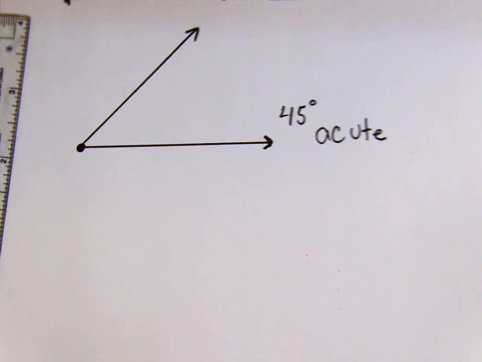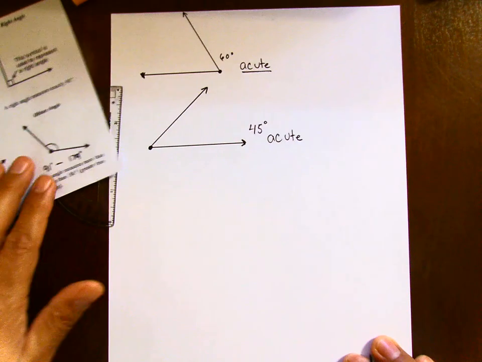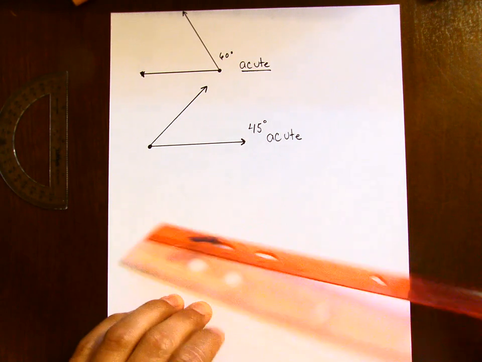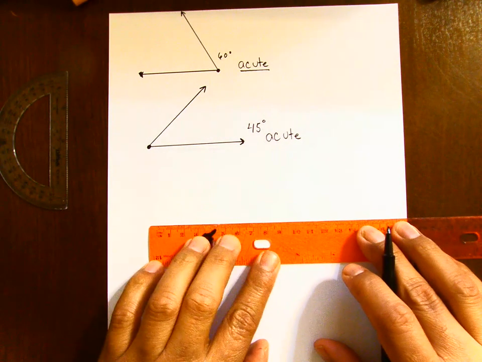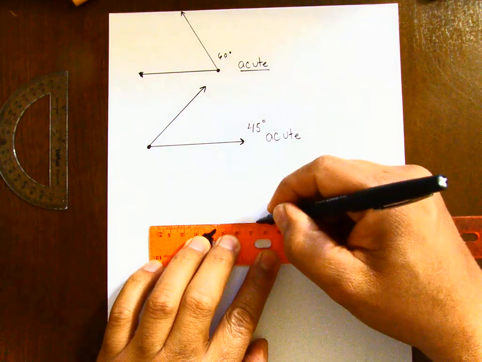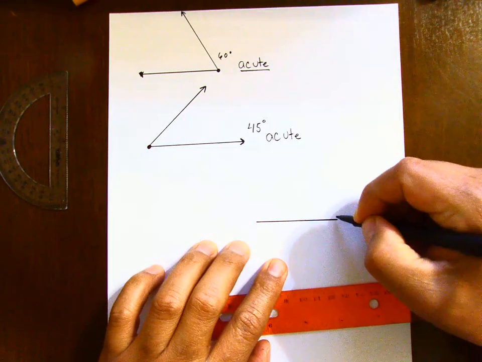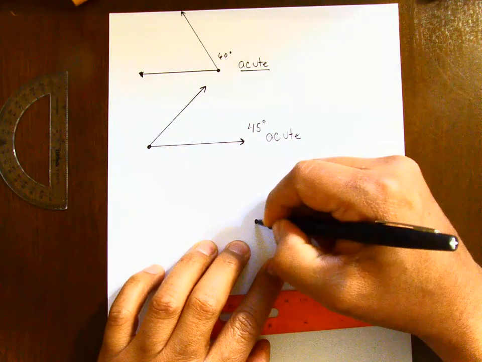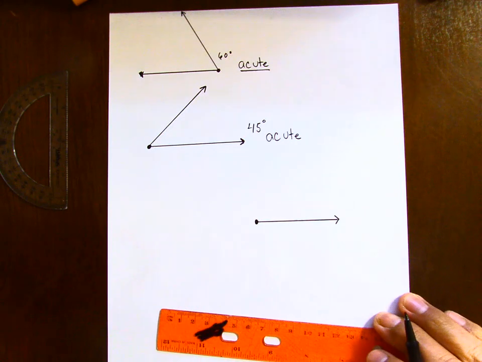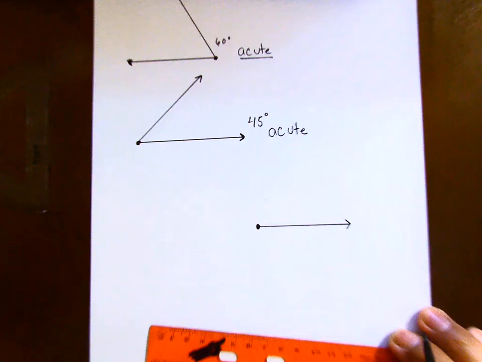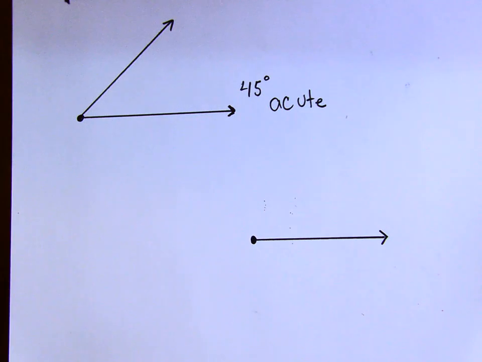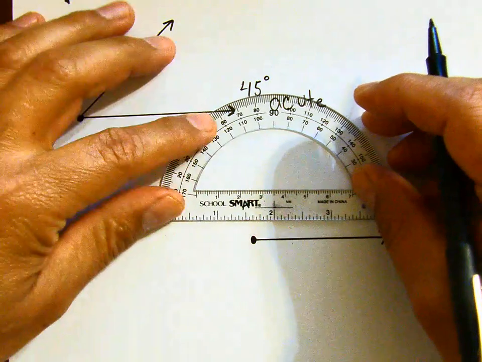So I'm going to zoom out. Again, when we're creating angles, we start with a ray. I'm going to make my ray here. And this would be the ray. This is the endpoint of the ray. And now I can use my protractor to create that 75-degree angle. So I'm going to use my protractor again.